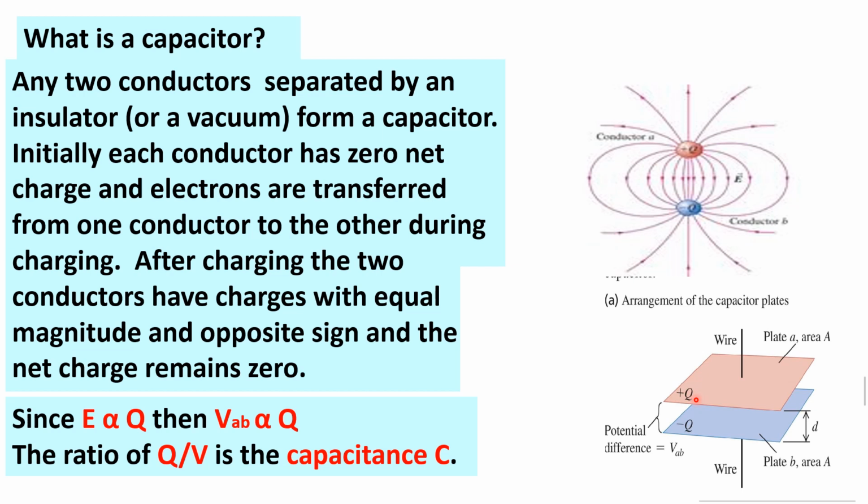It simply means that if we double the amount of charge Q in this capacitor, we expect that the electric field will also double, and likewise, the potential difference between the two charged plates will also double. But the ratio of the charge to the potential difference, or Q over V, known as the capacitance, always remains constant for any particular capacitor.